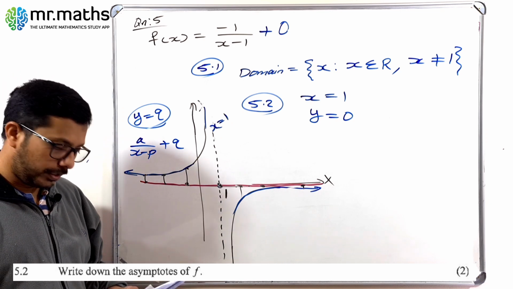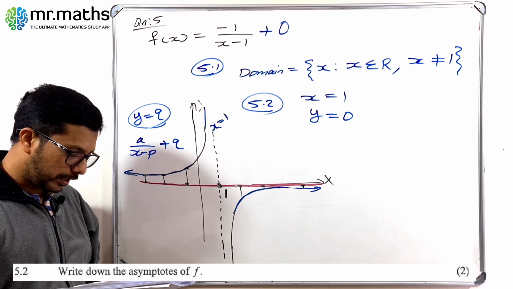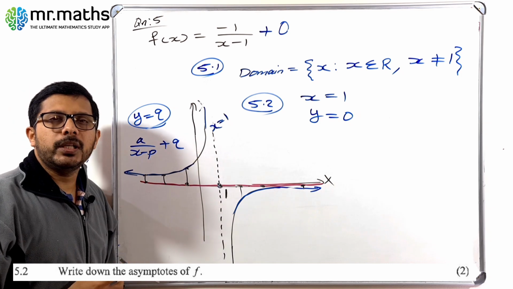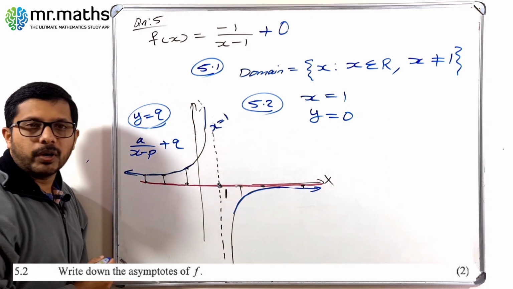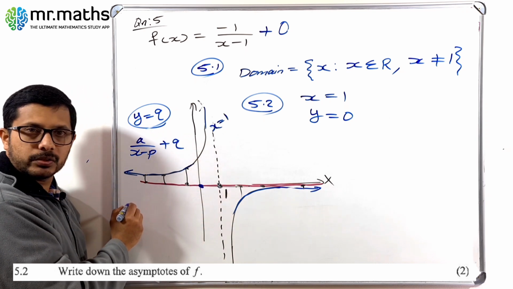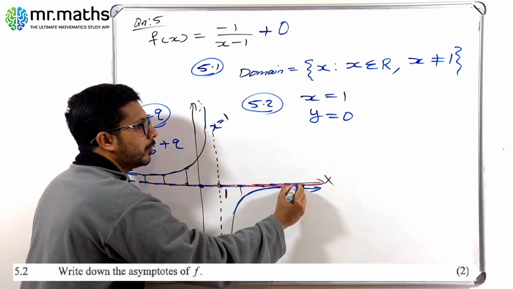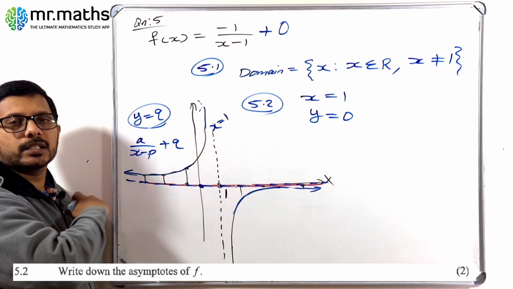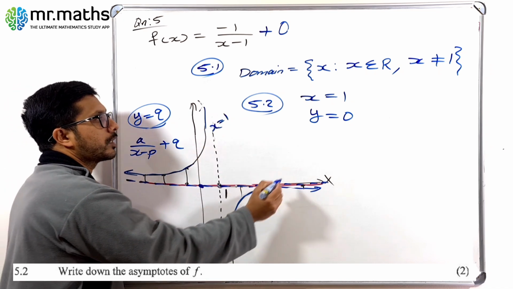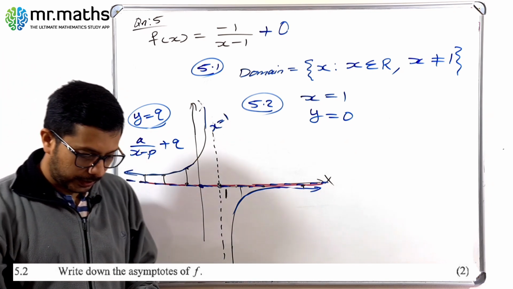What is that question? Sketch the graph of f clearly showing all intercepts with the axes and any asymptotes. Before I go to that one, what is the meaning of this y is equal to 0? y is equal to 0 means this x-axis itself is an asymptote. This is one vertical asymptote, and this x-axis itself is an asymptote. That is what y is equal to 0 means.